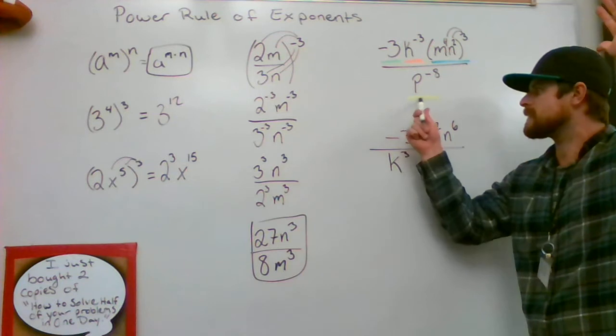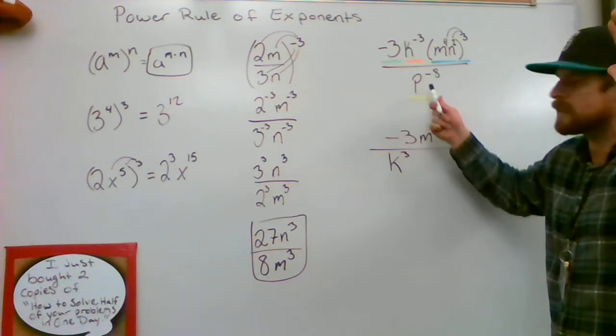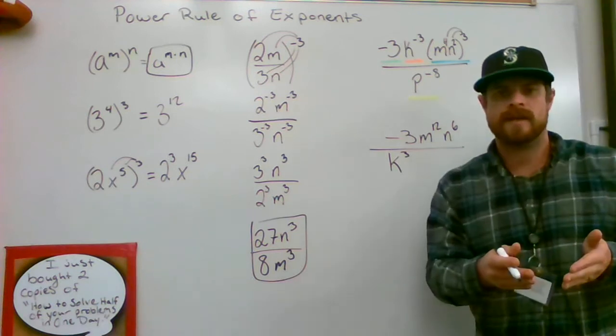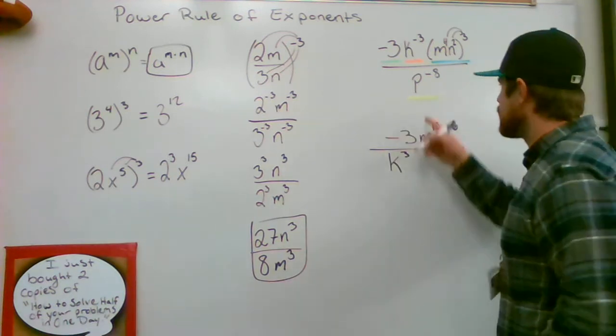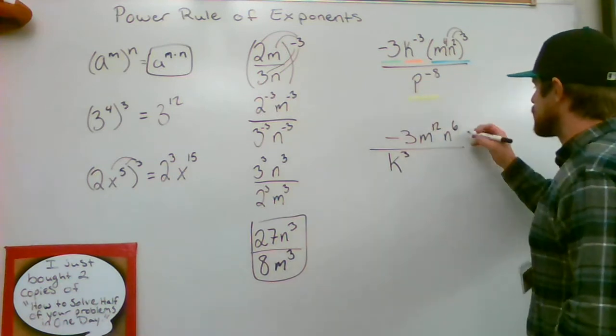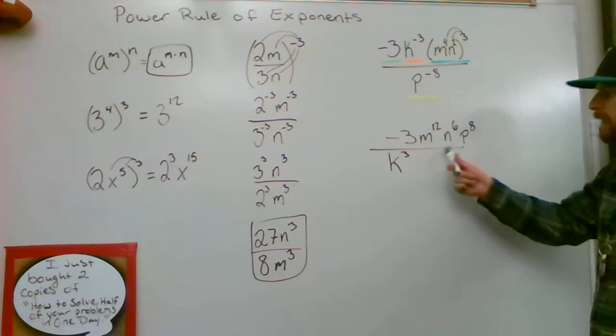Last standing is this yellow, which is a negative exponent for p. And we know if we have a negative exponent, we want to move it to the top. So I need to take p to the negative 8th, move it to the top, and change it to p to the 8th. And there is your answer.